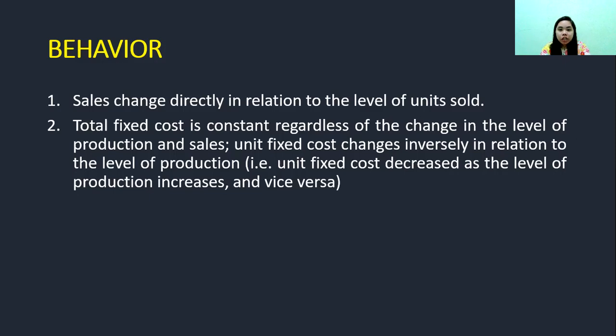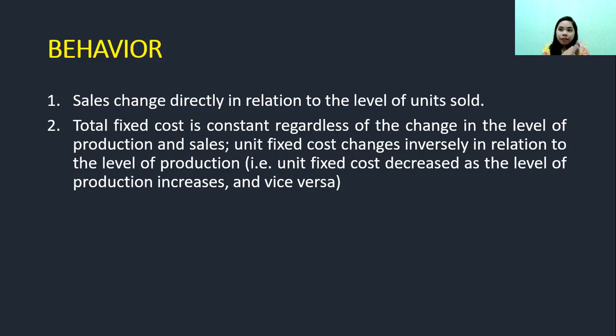But unit fixed cost changes inversely in relation to the level of production. Why? You have your total fixed cost. It's constant. It does not change. But unit fixed cost changes inversely in relation to level of production. For example, if you increase your production, diba, your total fixed cost does not change, but your unit fixed cost will be decreased, no? If you increase your production.